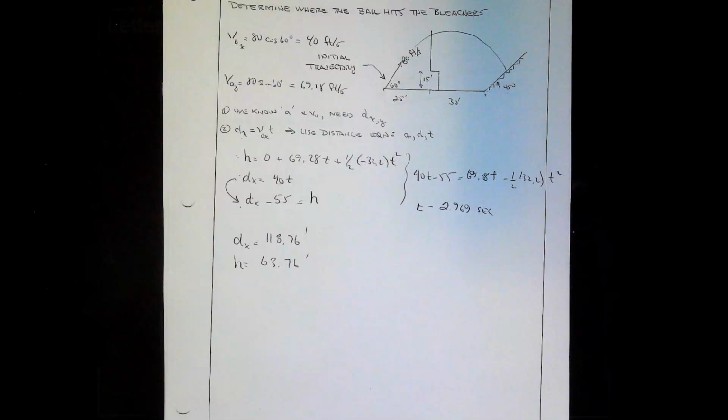In terms of what this problem is, it's a position problem. What's the position where the ball hits the stands? And then we have dx, the distance it goes along the x, is simply 40 times t. So if I look at this problem, I have time as an unknown and distance in the x as an unknown. I need 3 equations. So that's all that's really left of this problem. I need to find a third equation.